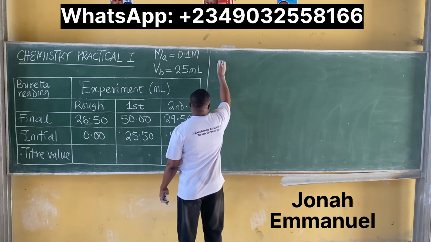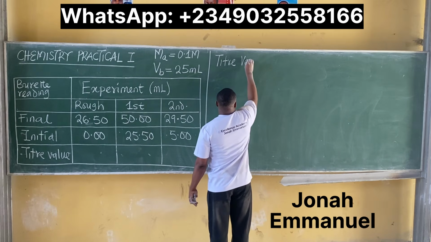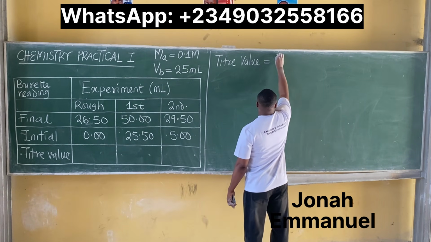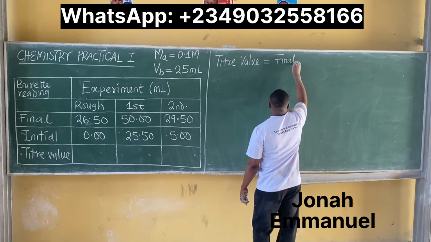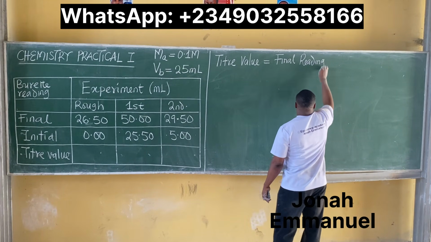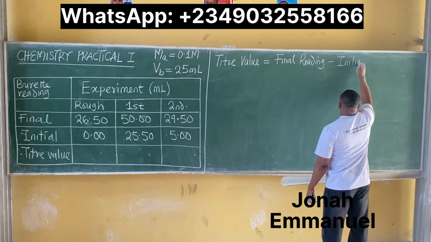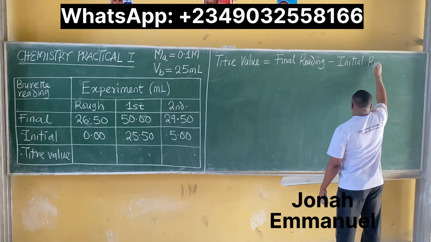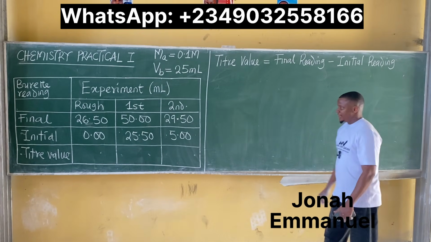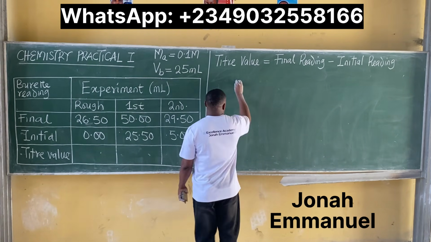Now you want to note that to get the titer value is simply your final reading minus initial reading. That's all. So that's how you find this. Final reading minus initial reading. Let's start with the rough.